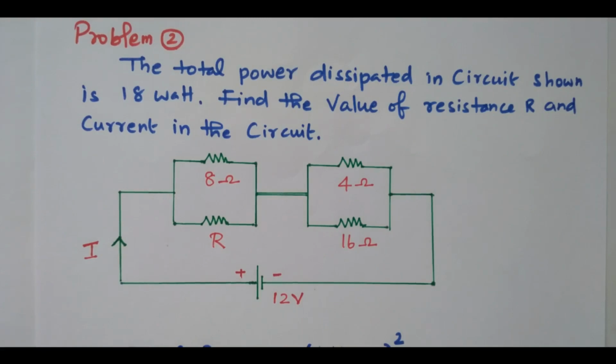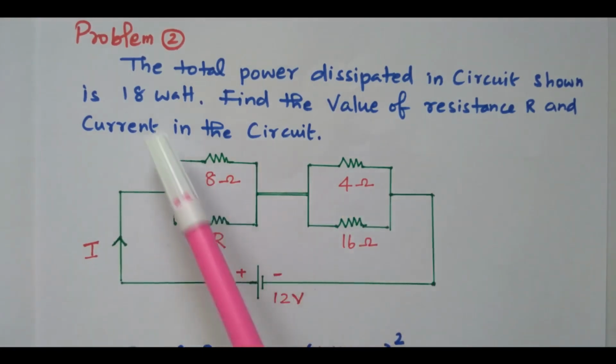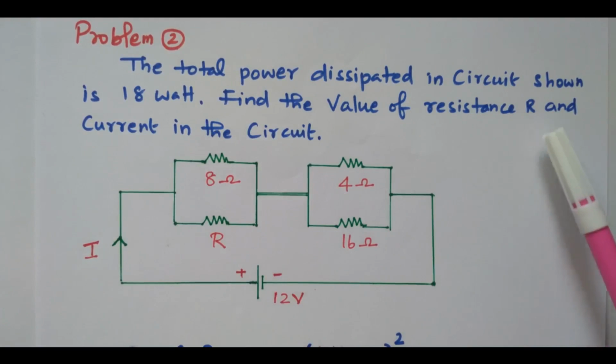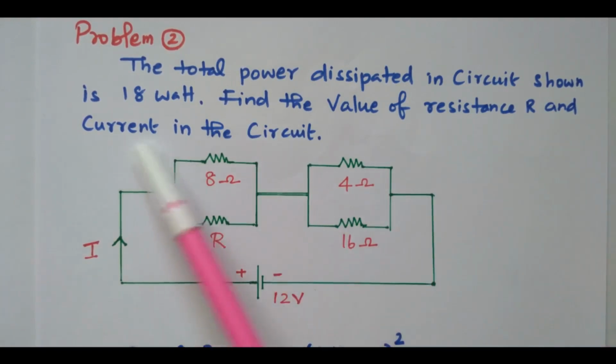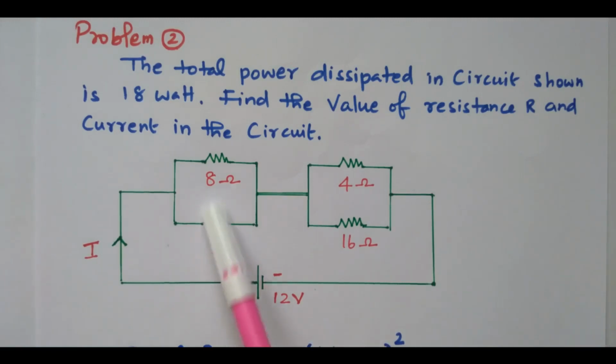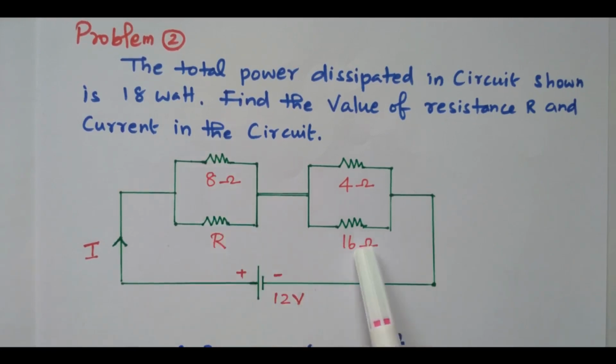So in the second problem, we need to find the total power dissipated in the circuit zone is 18 watts. The total power in the entire circuit is 18 watts. Find the value of resistance and current in the circuit, right? So in this diagram, the 12 volt is applied to this set of resistors. These two resistors, we can easily see, are in parallel. These two resistors are another parallel combination.